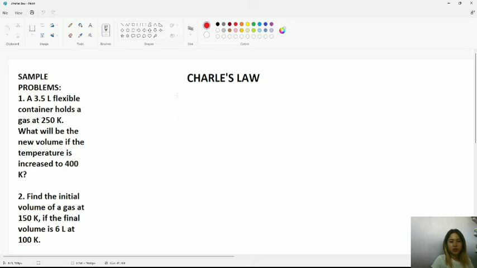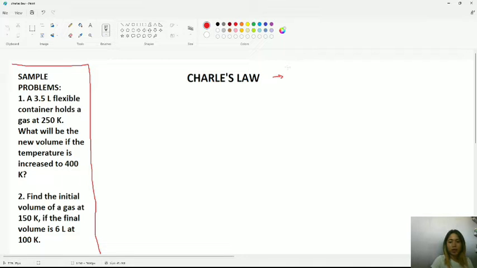So, hi guys. Now our topic is about Charles' law. So, we have here two sample problems again. This is just a continuation of Boyle's law that we discussed earlier. Charles' law is a relationship between volume and temperature, unlike Boyle's law, which is a relationship between pressure and volume.